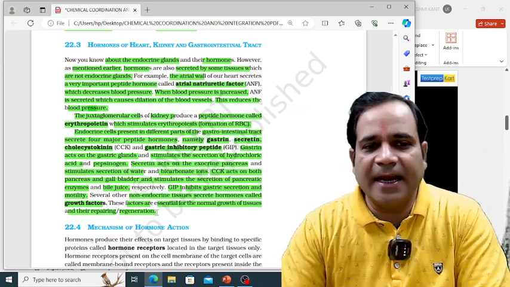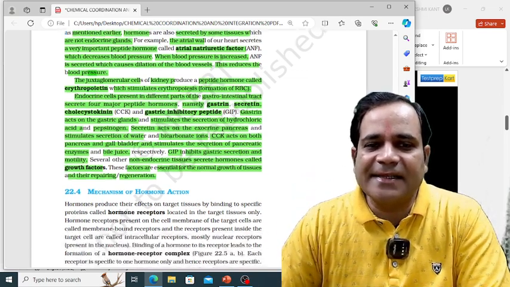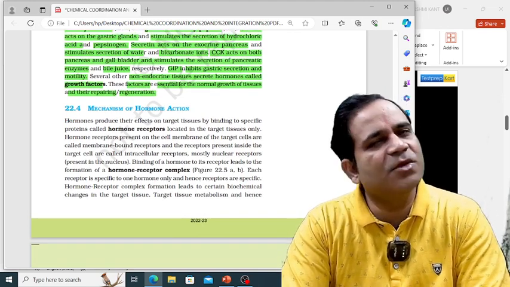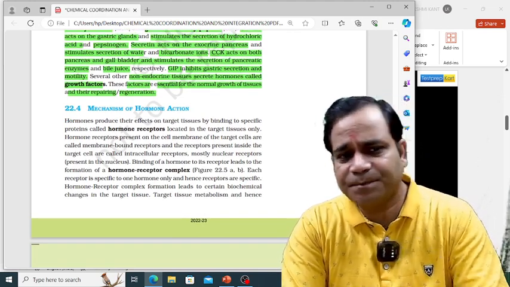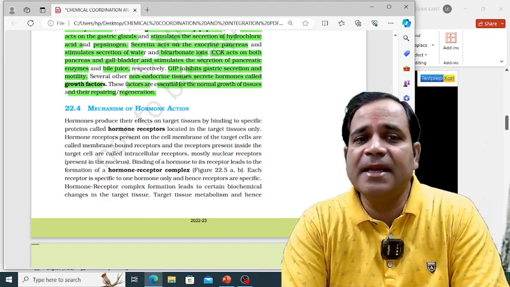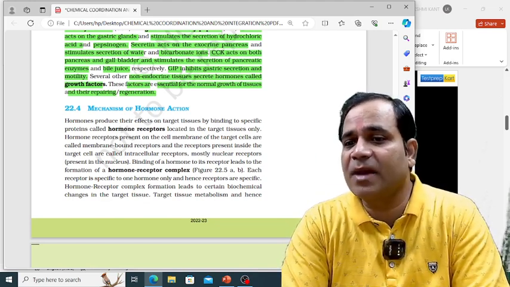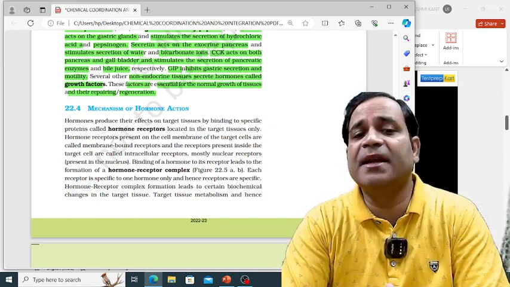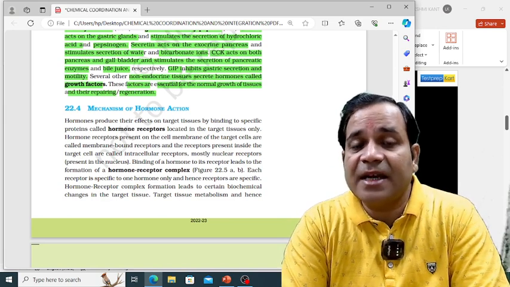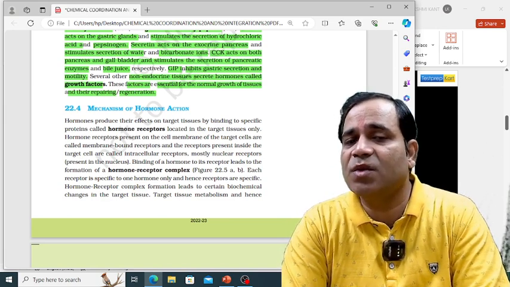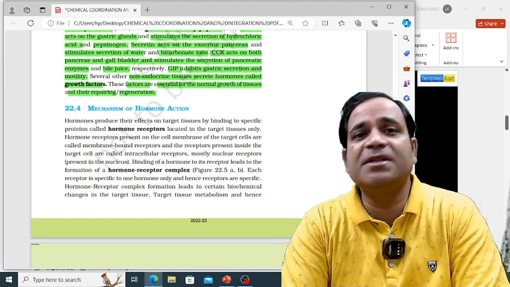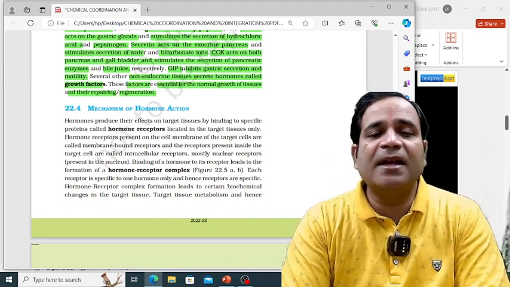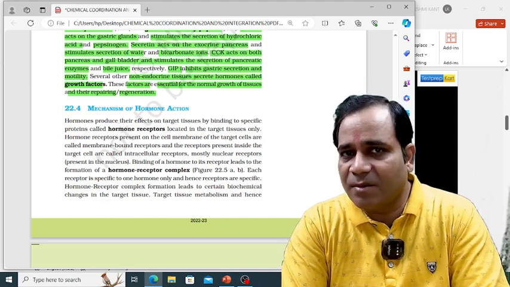Very good. Now the second last thing that is important to understand here is the mechanism of hormone action. You know that the hormone produces its effect on the target tissue, because the definition is clear. Firstly, I told you about the term hormone: hormones are chemical messengers which act on a target organ. So if anybody asks you about the mechanism of hormone action, what would you say?